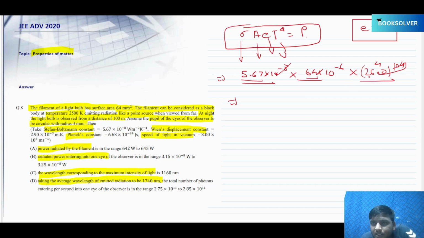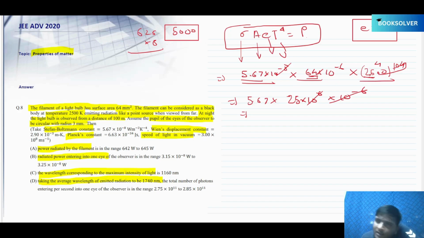So we can calculate 625 into 8 first. 625 into 8 is nothing but 5000. So it will be equal to 5000. And if we do 5000 square, it will be again 5.67 into 5000 square, which is 25 into 10 to the power 6, into 10 to the power minus 6. Here, cancelling all of this. See how quickly I did the calculation, because I found that they both are squares. I combined them as 625 into 8, then did the square again, so it became very easy here.